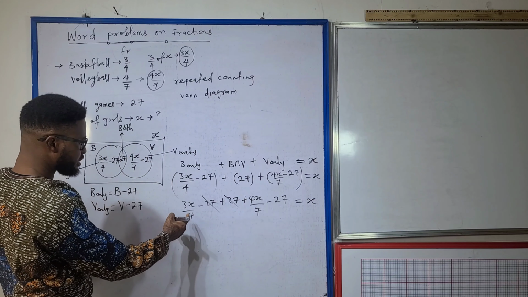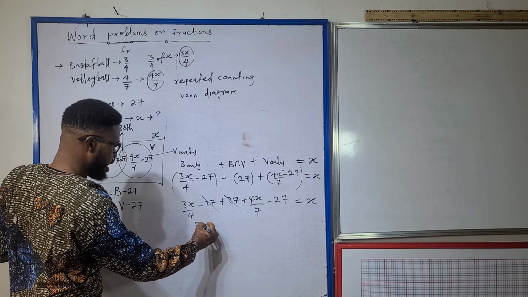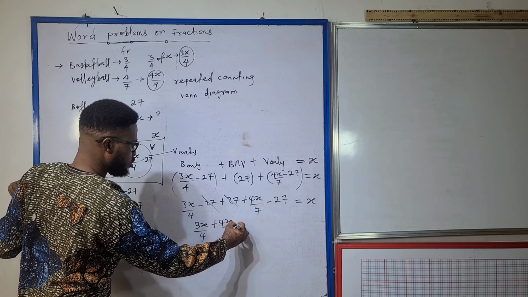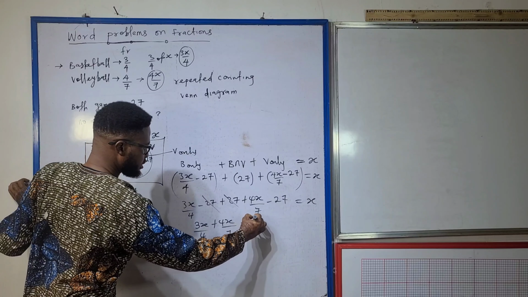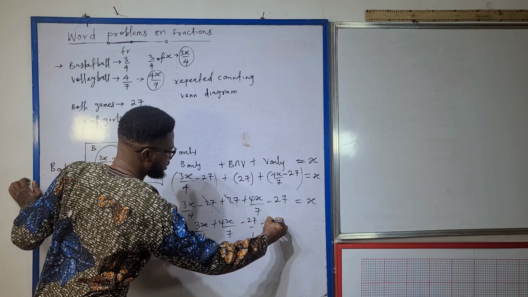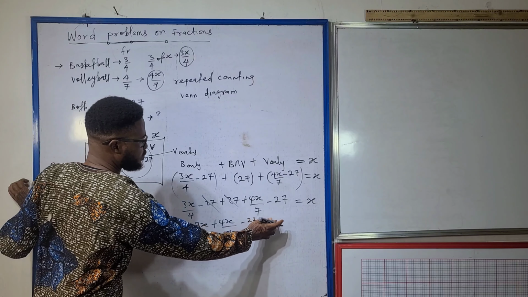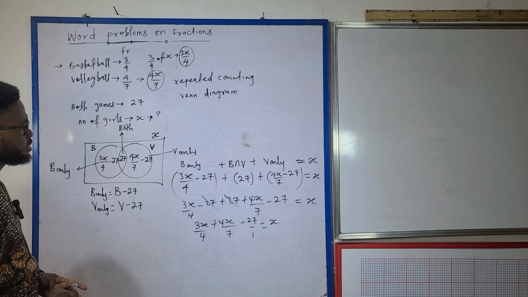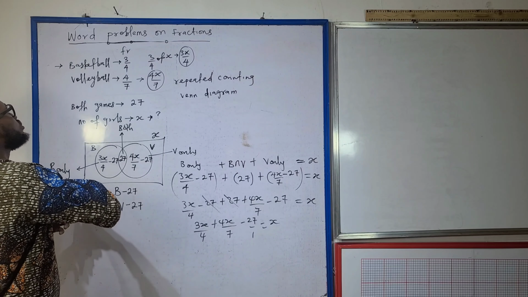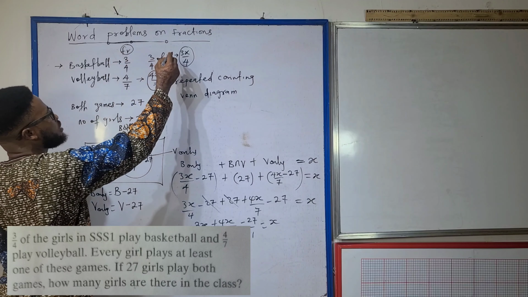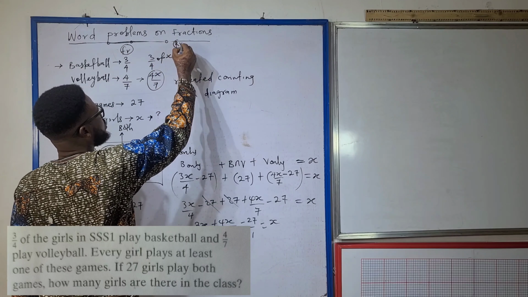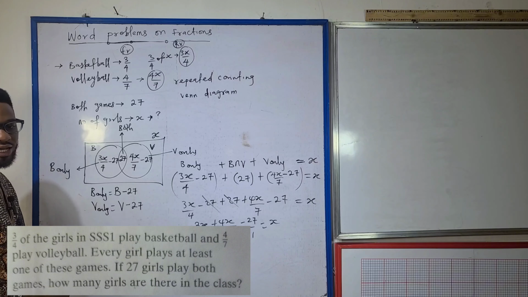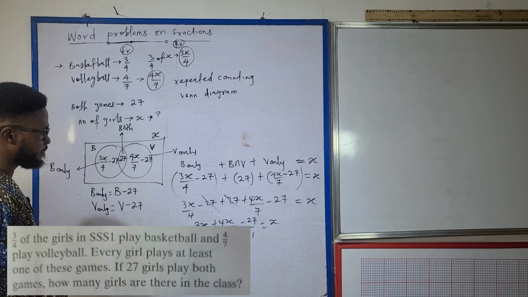Having this means what I have to now work with is 3X over 4 plus 4X over 7 minus 27 over 1 equals X. Once I calculate for my X, that means I now know the number of girls in the school. But the point is still, you have to know your fractional value and you have to know your real value. That's a very important point when it comes to dealing with word problems on fractions.